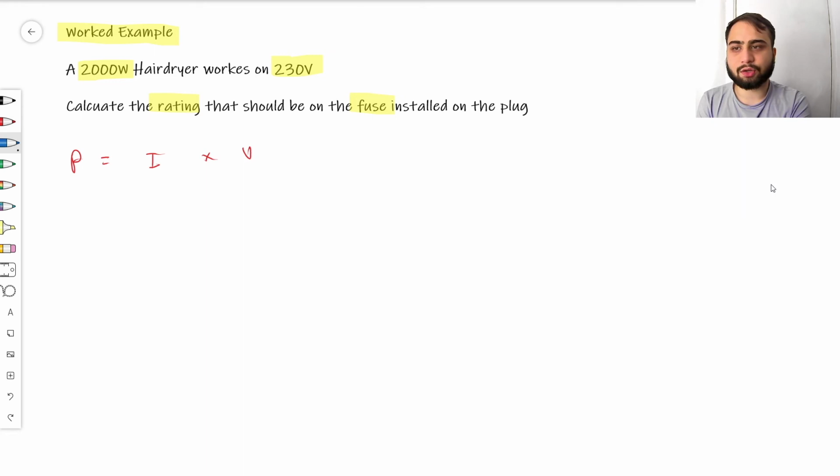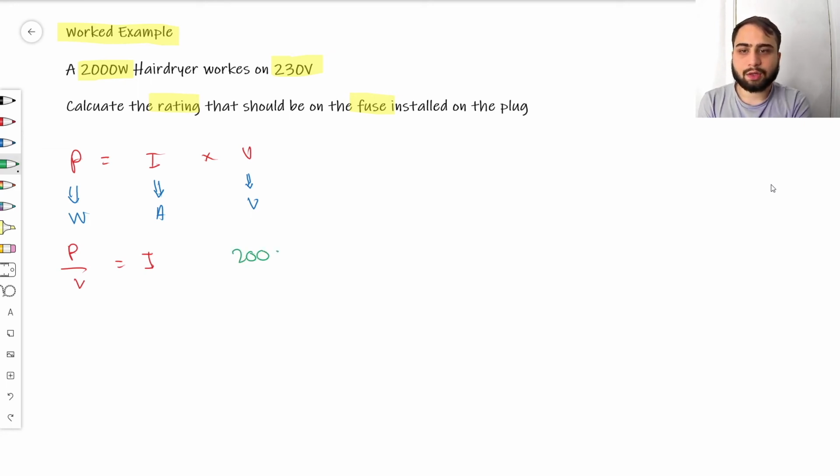As always, let's look at our units. P is in watts. I is in amps. And voltage is in, well, volts. Okay, so let's rearrange this for I. So that is just P over V is equal to I. So we do 2000 watts divided by 230 volts, which gives us 8.7 amps.